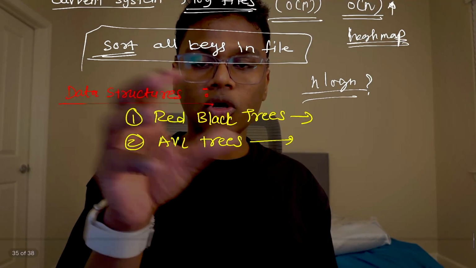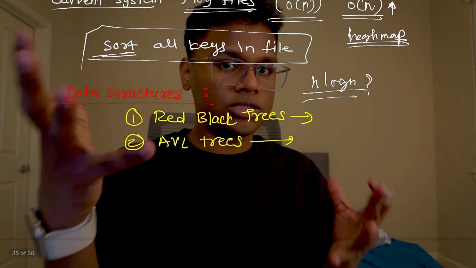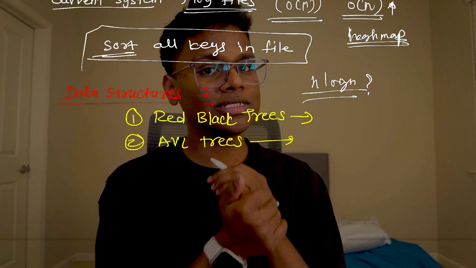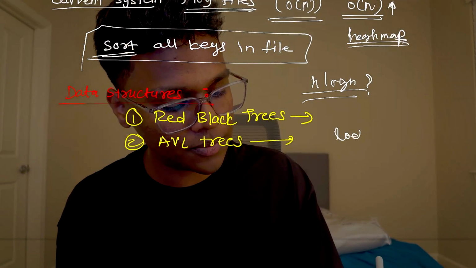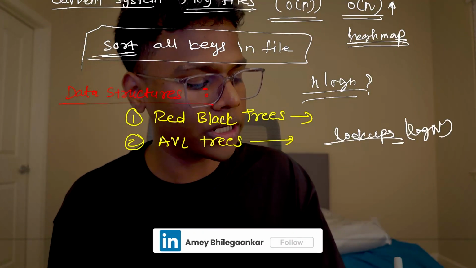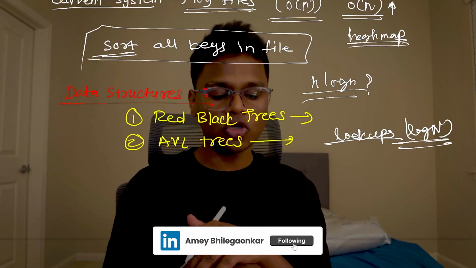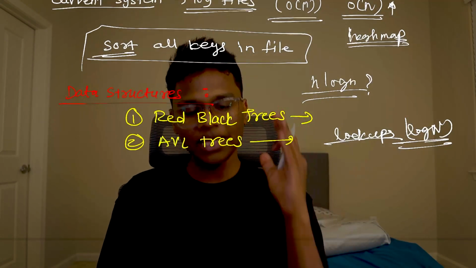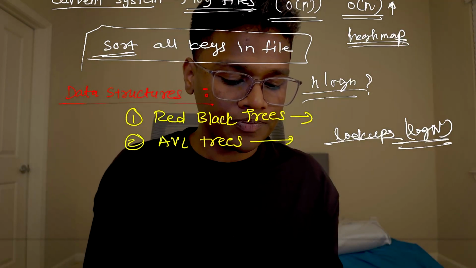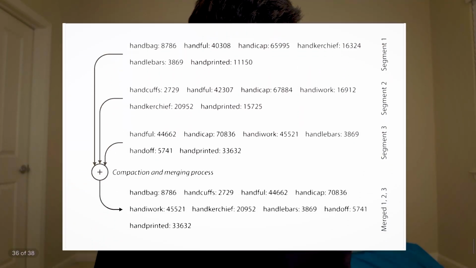So what does sorting give us? Why sort? The main advantage is lookups. Lookups happen in log n time, binary search, log n time, and that is the main advantage of it. So let's take an example and see how this works, right?